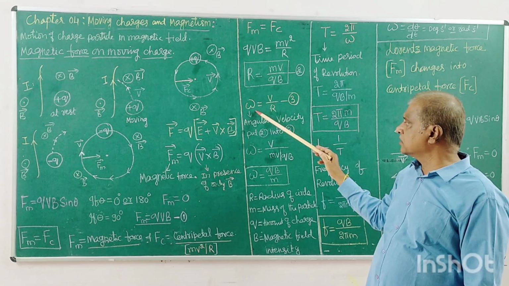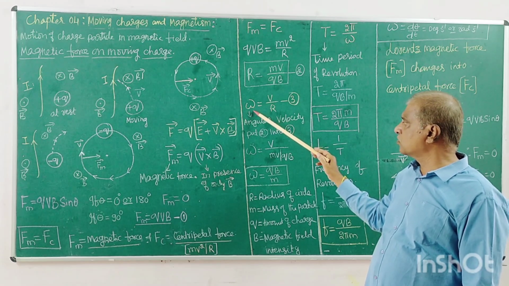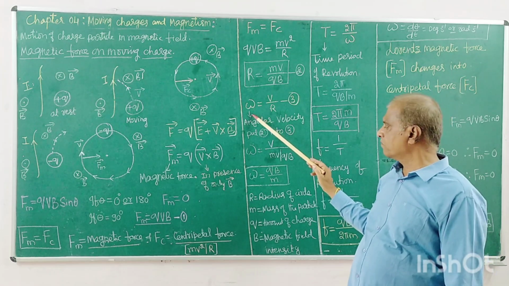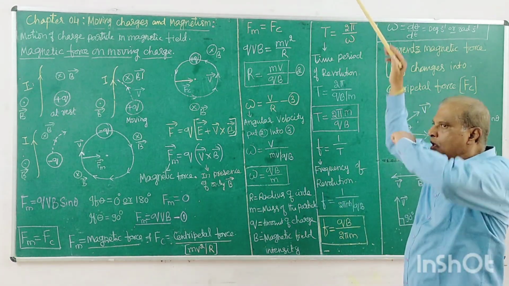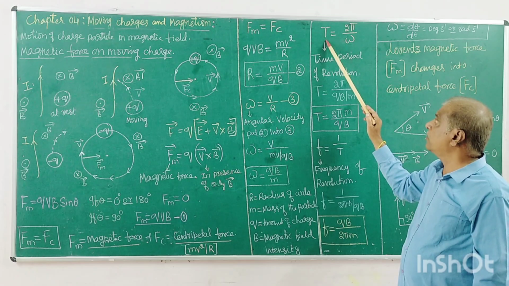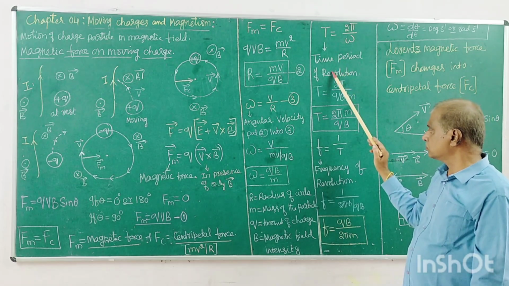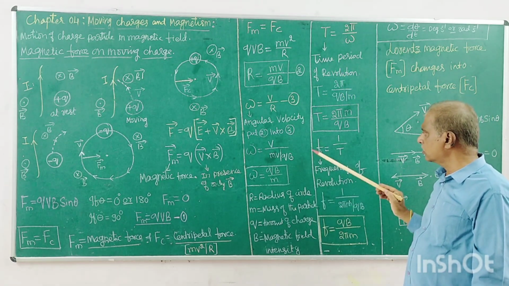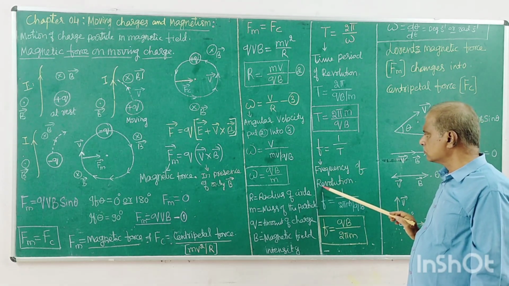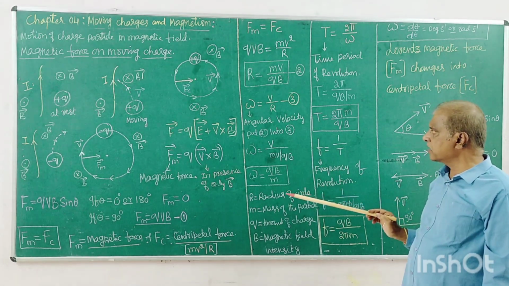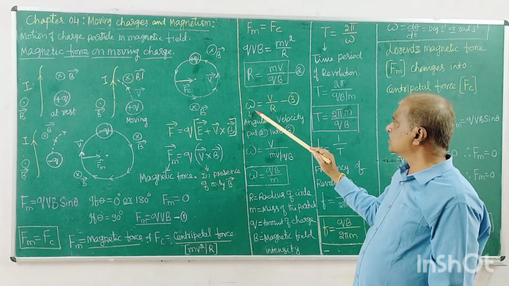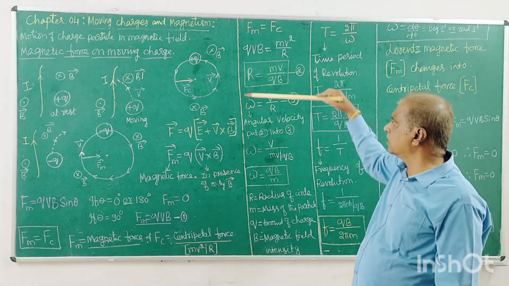These properties are, one, omega, known as angular velocity. And one more term, time period of revolution. And one more term, f, frequency of revolution. Let us understand the meaning of angular velocity. What is meant by angular velocity?